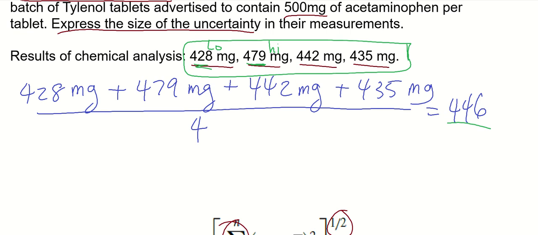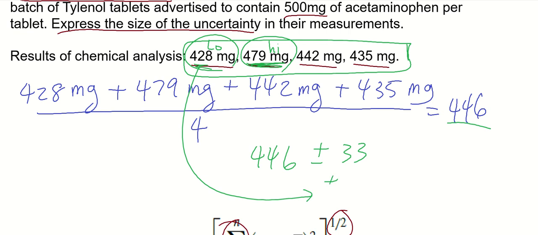So 446, that's still just saved in my calculator. I'm just going to subtract 479 from it, and I'm going to get 33. So that may not be my final answer, but I'm going to do 446 plus or minus 33. At least that's the difference that will include the high value. Now I'm going to repeat that with the low value. So 446 minus 428, and the difference is 18. So using the low value, I'll get plus or minus 18.